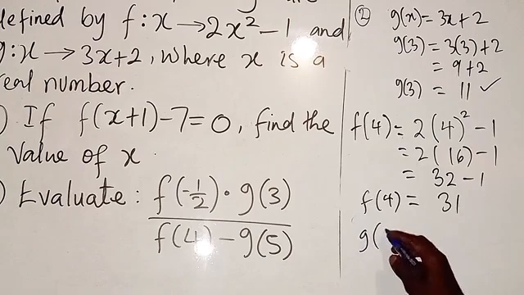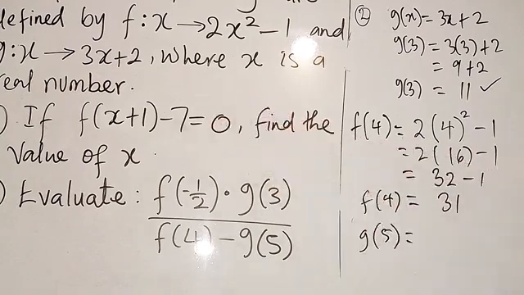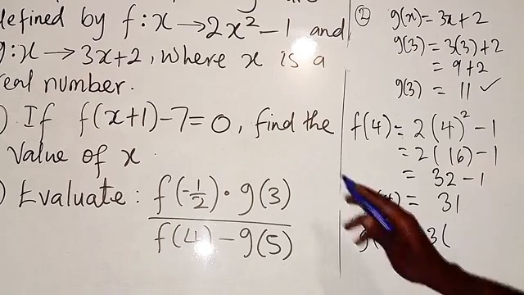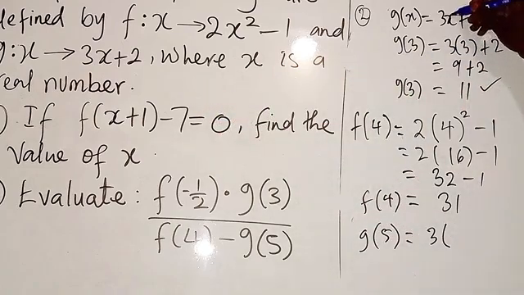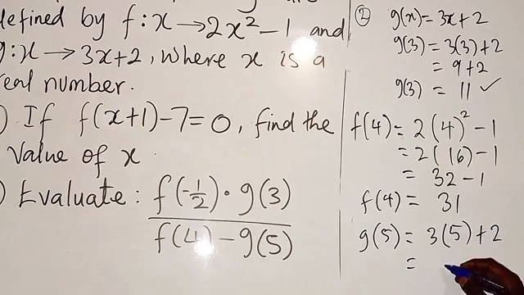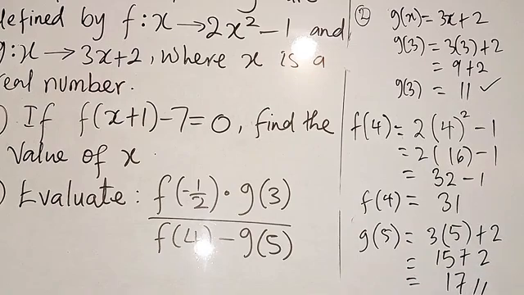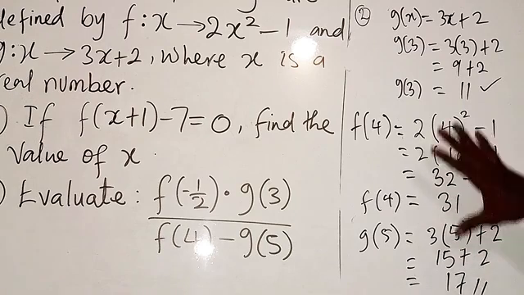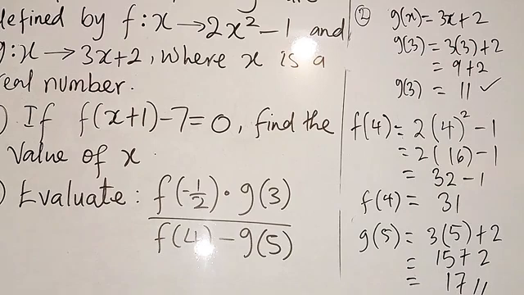Then we look for g of 5. This is g there, so look at g here. So that means we're going to have 3 into bracket. Wherever you see x, look at it there. x is going to be 5, right? Then plus 2. So we're going to have 3 times 5, that's going to be 15 plus 2. Then 15 plus 2 will give us 17. So g of 5 is 17. g of 5 is 17. Are you following?